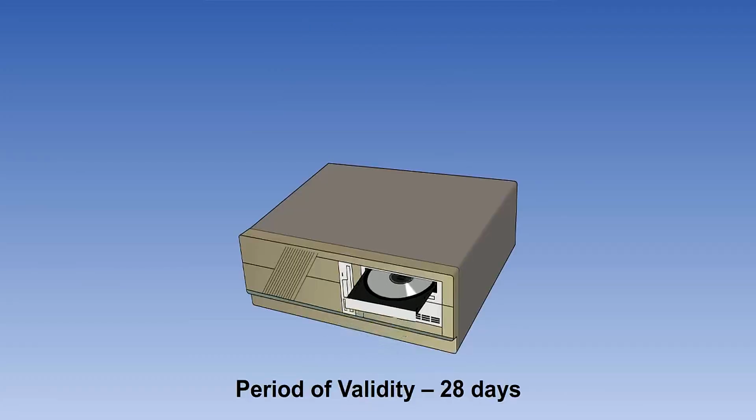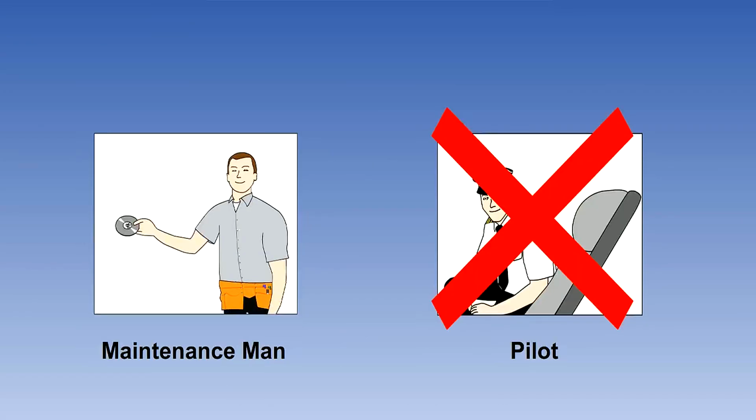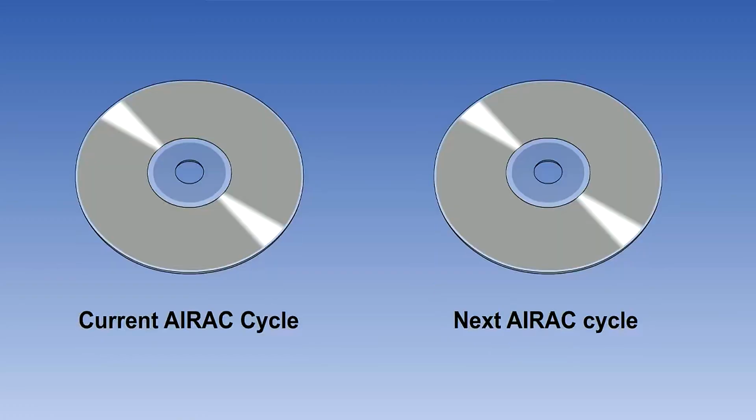This information is subject to constant updates, so the period of validity of any set of data is 28 days only. A new set is issued by the company supplying the data and is loaded into the flight management computer, usually from a form of compact disk. This can only be done by the maintenance personnel. Pilots cannot access the permanent navigation database.